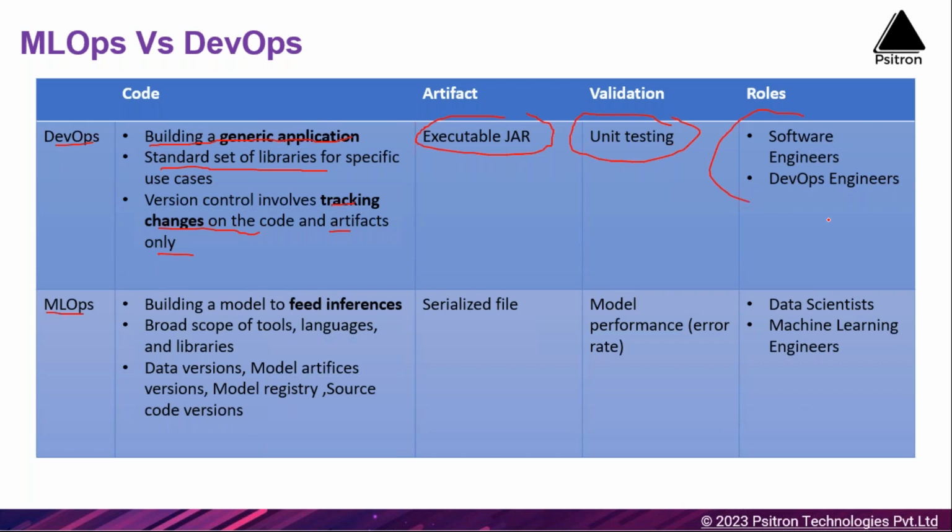So what are the different kinds of roles involved in DevOps? We can say software engineers and DevOps engineers, basically. So when it comes to MLOps, here we will be building an ML model to feed inferences or to generate predictions out of it. Definitely, when it comes to building an ML model, we use a broad scope of tools, languages, and libraries.